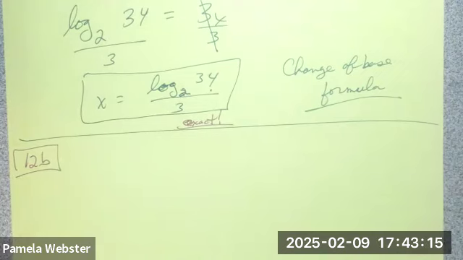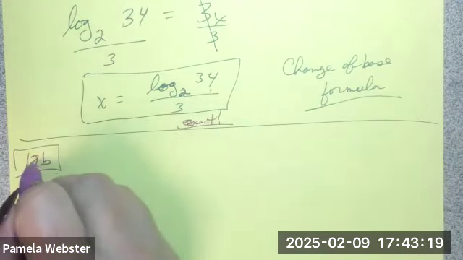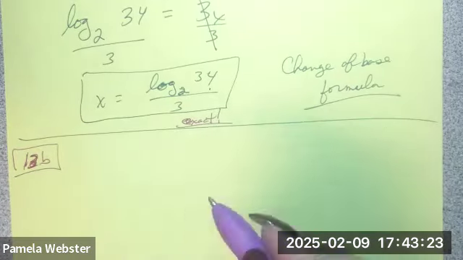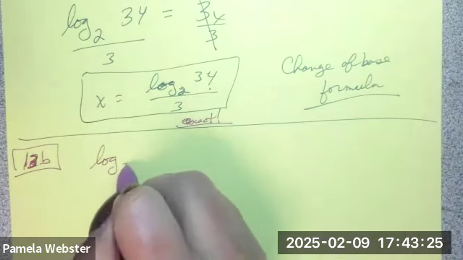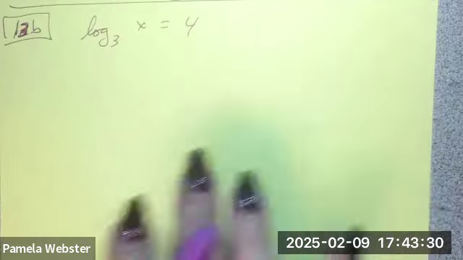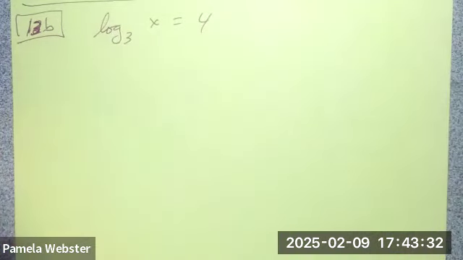Okay, this is not 12b. This is 13b. What's wrong with me? 13b. Okay, 13b says log base 3 of x equals 4. And again, it just said solve for x. It didn't tell me how to do that. But again, I see the x is inside of the logarithm here. And I think if I rearrange this, I can get the x out of the logarithm.